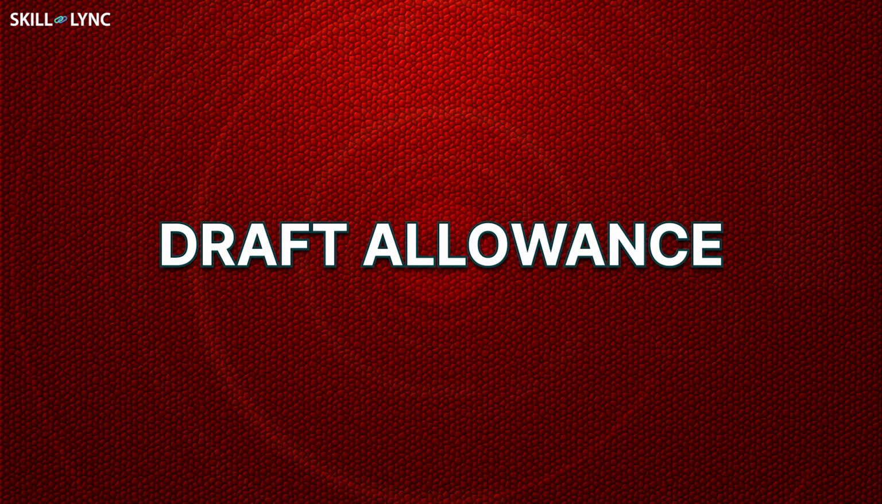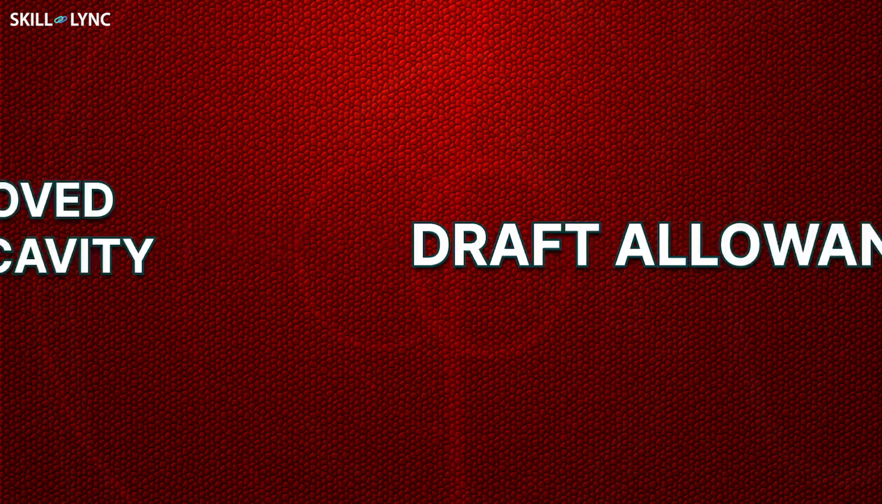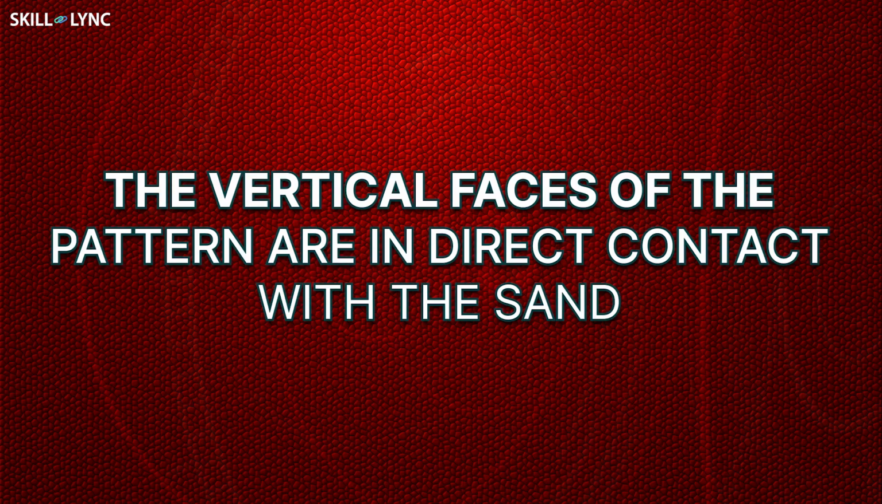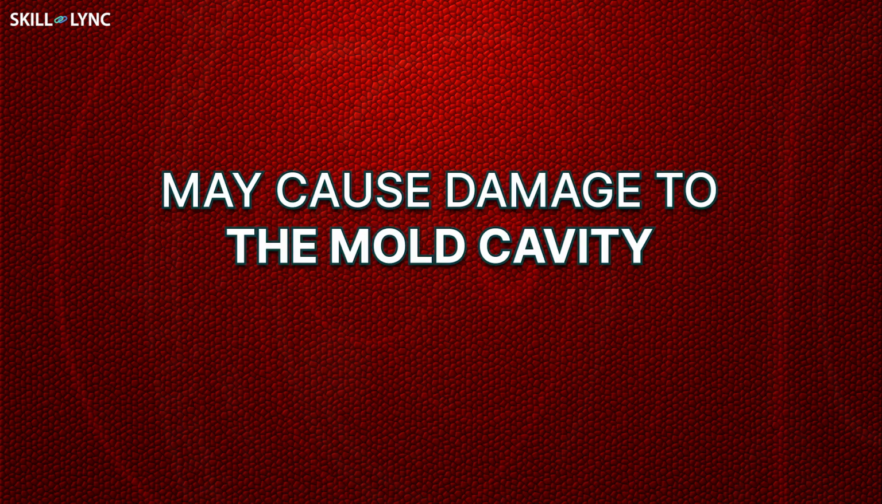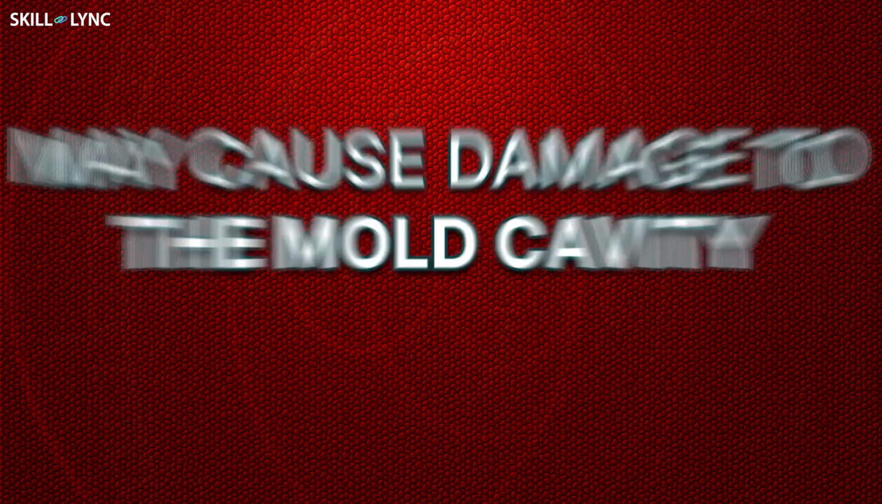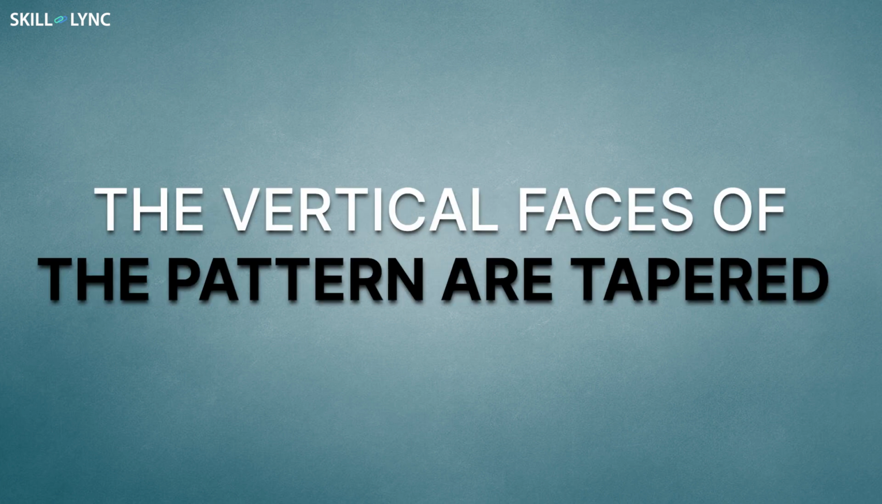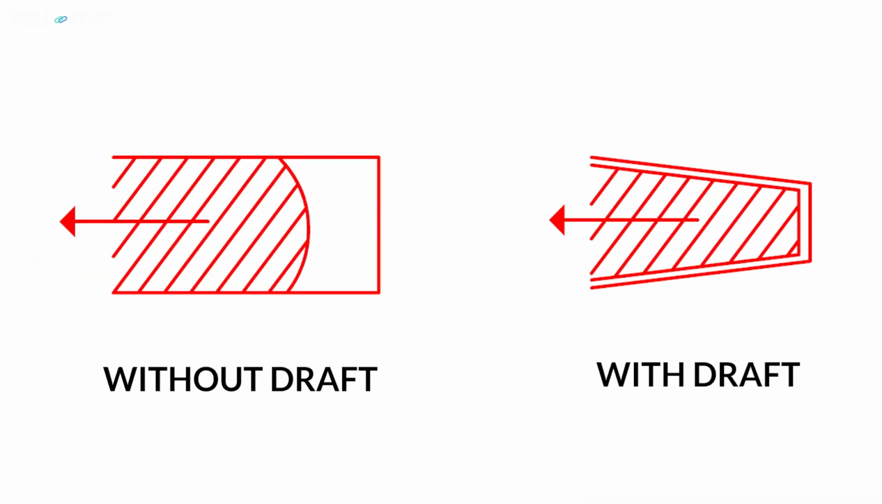Now, let's move on to the next allowance, that is, draft allowance. As we know, the pattern is removed during the mold making process to obtain the mold cavity. During this removal, the vertical faces of the pattern are in direct contact with the sand. This may cause damage to the mold cavity and result in the deformation of the final product. To counter this, draft allowance is provided to the pattern. This is done by tapering the vertical faces of the pattern below the parting line. The draft is always given as an extra layer over the pattern as shown in the image. Once the process is finished, the extra material on the final casting can be removed by machining.